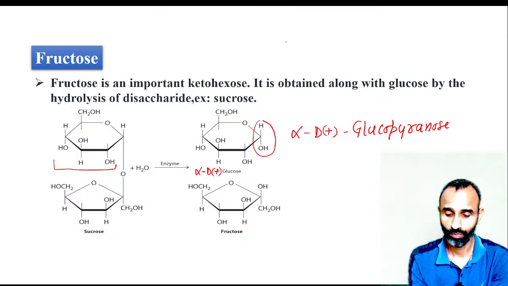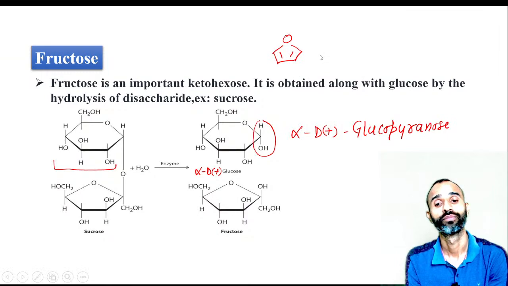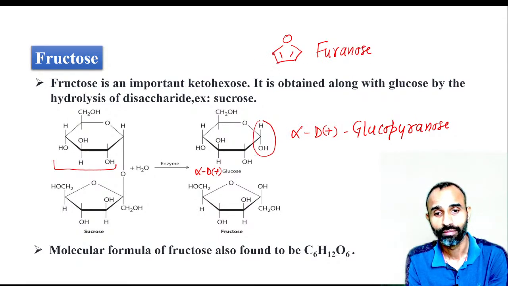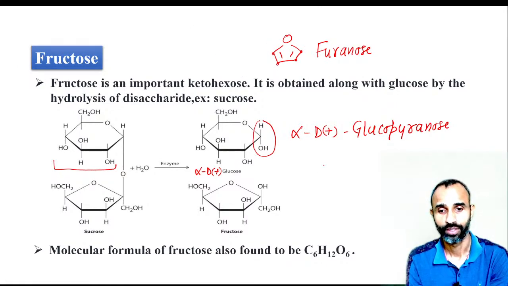And you know what is the name of this compound? It is furan, right? 5-membered ring, 4 carbons and 1 oxygen. That is why this is, tell me, is it alpha or beta?